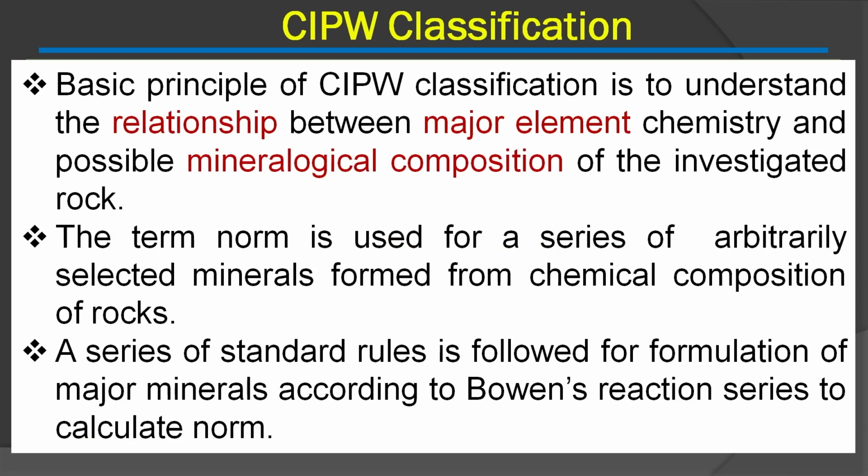The basic principle of CIPW classification is to understand the relationship between major element chemistry and a possible mineralogical composition of the rock which we are interested in. The term norm is usually used for a series of arbitrarily selected minerals formed from the chemical composition of a rock. A series of standard norms are usually followed for formulation of the minerals according to Bowen's reaction series to calculate the norm.